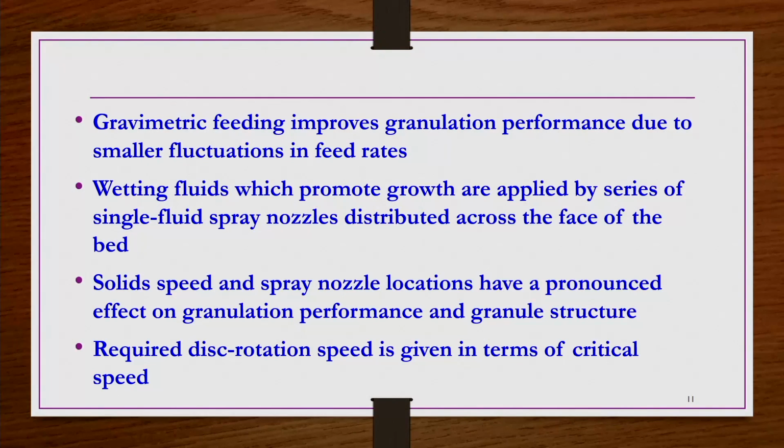A required disc rotation speed is given in terms of critical speed. In general, there is a critical speed for rotating this disc, because if the rotational speed of the disc is very small, what happens, the particles may be sliding over, right. If the rotational speed of the disc is very large, then maybe particles are thrown out of the disc. So, both of them are not required. So, that is the reason there should be a critical speed of rotation for this disc granulator. So, the disc should rotate below that critical speed only.